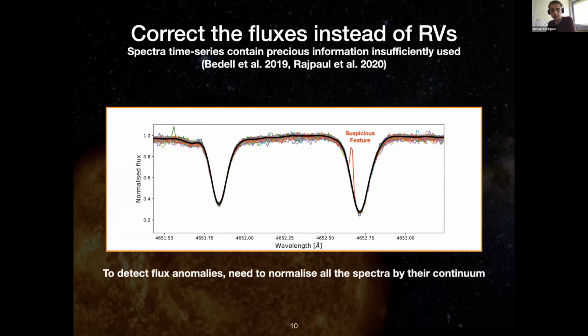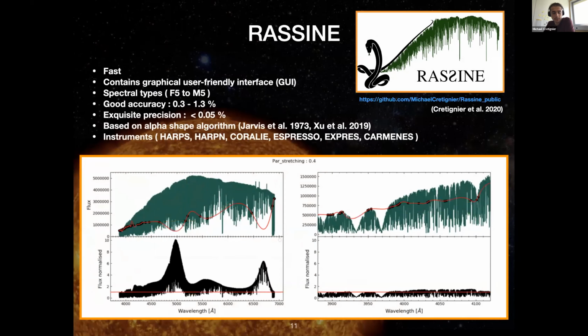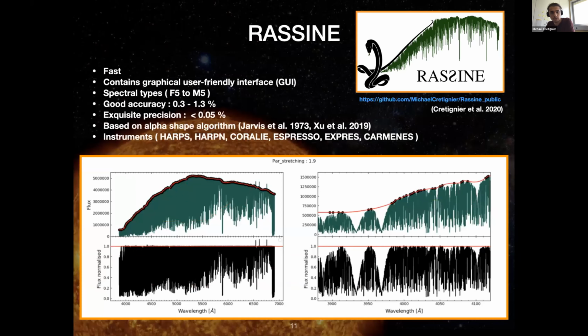Now, what is implicit if I want to do that is that I first need to normalize all the spectra by their continuum on the full wavelength range. To do that, we use the code that I developed at the beginning of my PhD, which is called Rassine. The basic idea of Rassine is really to normalize the spectra in a really precise way. In fact, we demonstrate that thanks to Rassine, we were able to have a precision better than 0.05% in flux units.